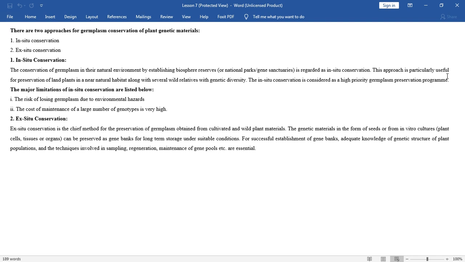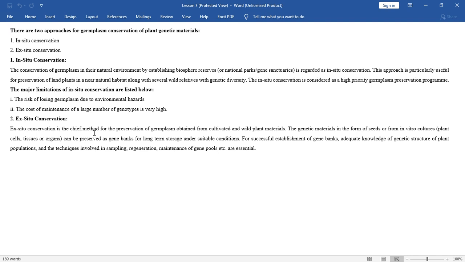This approach is particularly useful for preservation of land plants in the near natural habitat, along with several wild relatives with the genetic diversity. The in situ conservation is considered as a high priority germplasm preservation program. The major limitations of in situ conservation are listed below. The risk of losing germplasm due to environmental hazards. The cost of maintenance of a large number of genotypes is very high.